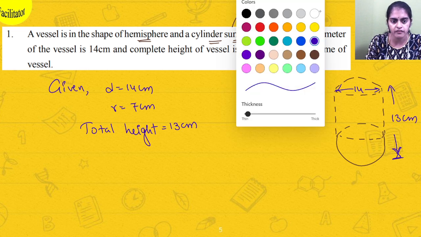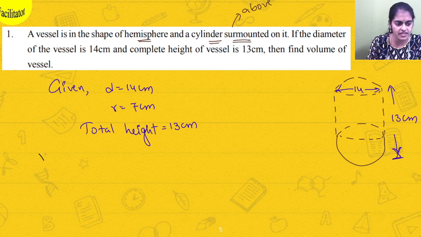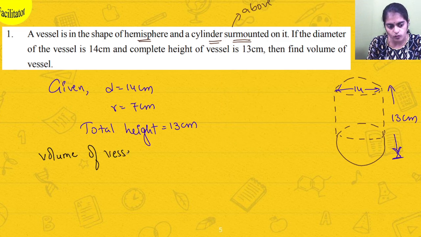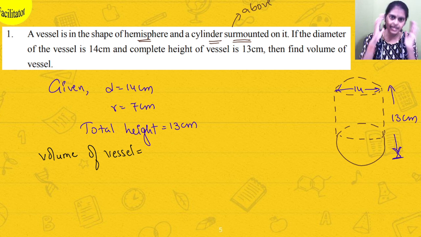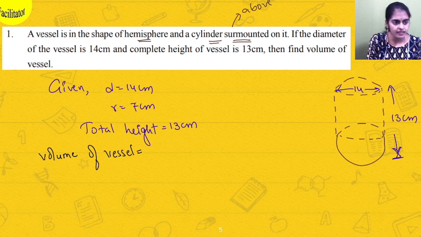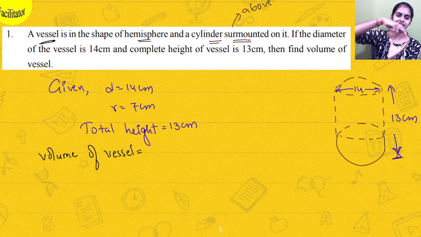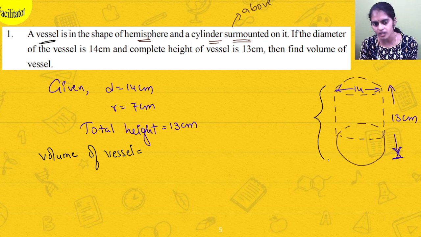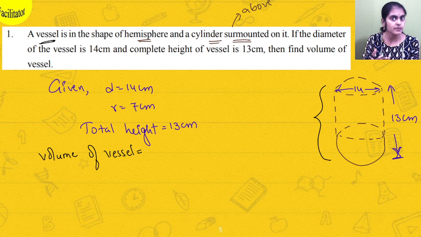Now write the formula for volume. How will I get the volume of the vessel? They are asking the volume of the total vessel. Here understanding is important, nothing else. You should read the question and understand the question. If you are able to understand the question, you can do the problem. Volume of the vessel is asked. What is the meaning of vessel? Vessel is nothing but a hemisphere surmounted by a cylinder, which means this total is called the vessel.